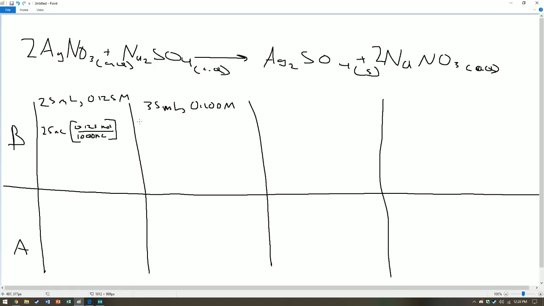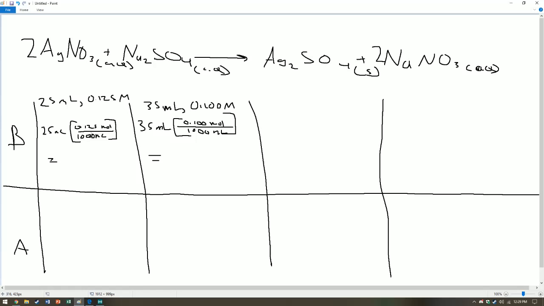Similarly, we can do 35 mL, with the same sort of conversion factor, which is 0.100 moles for every 1,000 milliliters. Let me run the calculations really quickly.